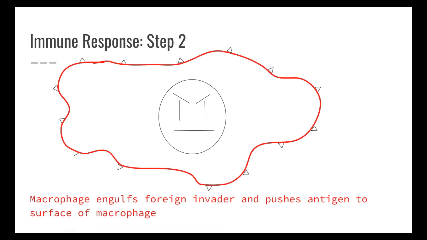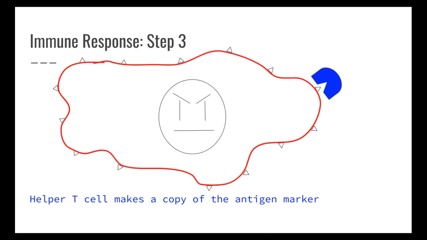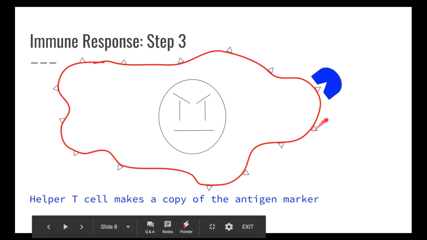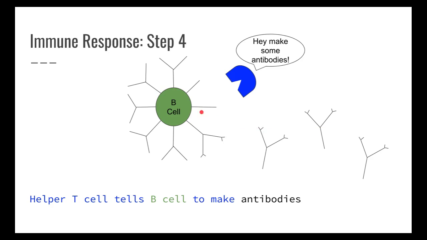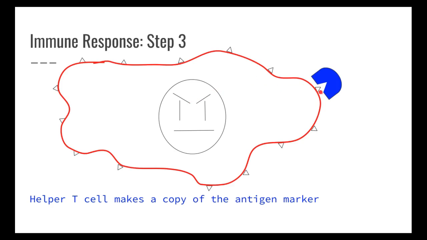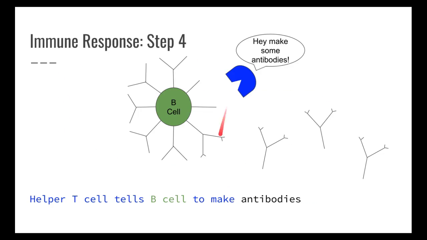It's calling for backup. So backup comes in, this is our helper T cell, and it's basically like Play-Doh. It presses against the antigen and makes a mold of it, and then it can go to the B cell and tell the B cell to make antibodies. Okay, notice that we have on the last slide triangular antigens. Now we're making antibodies, those Y-shaped proteins that have the proper structure, which are triangles.